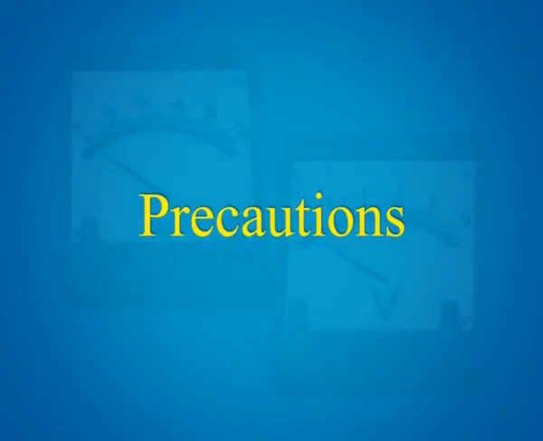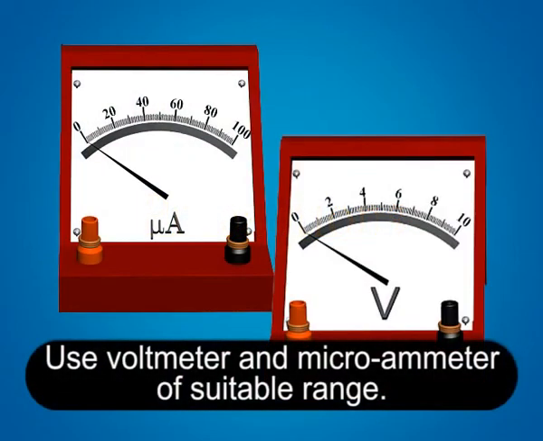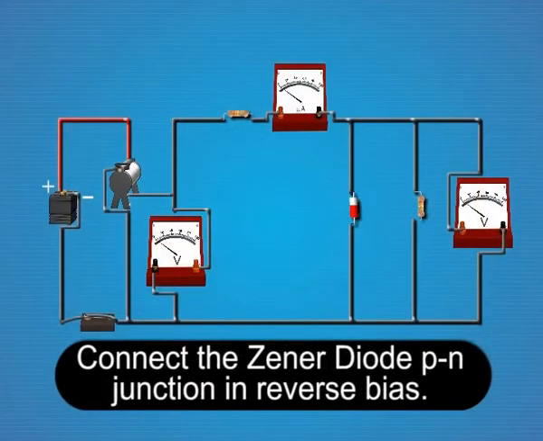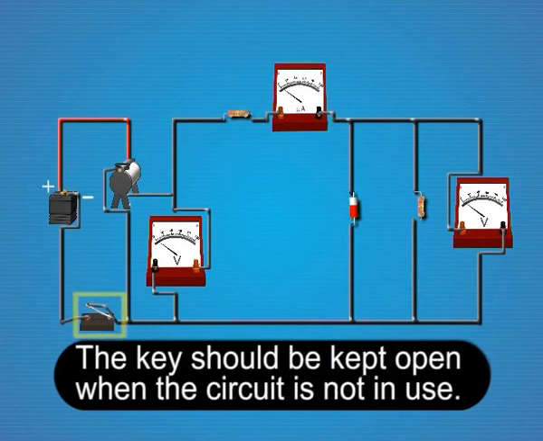No experiment can be a complete success without following certain precautions. For this experiment, the desired precautions are: use voltmeter and microammeter of suitable range. Connect the Zener diode PN junction in reverse bias. The key should be kept open when the circuit is not in use.